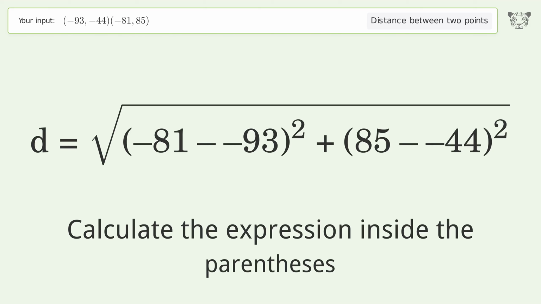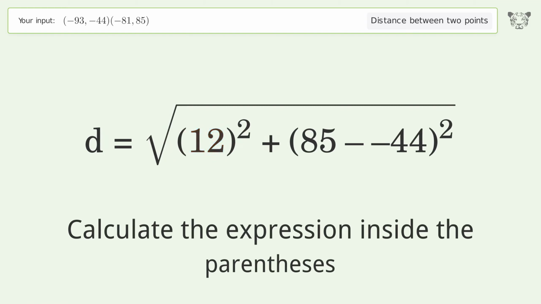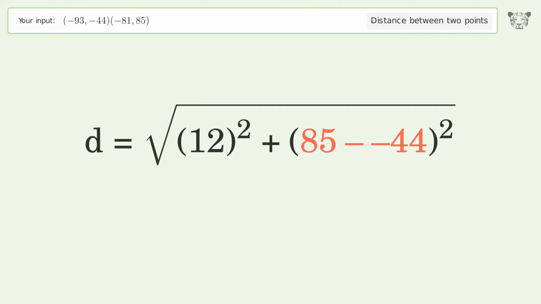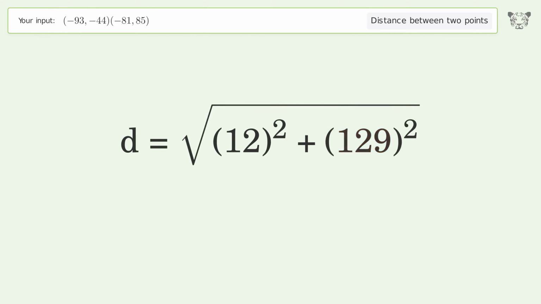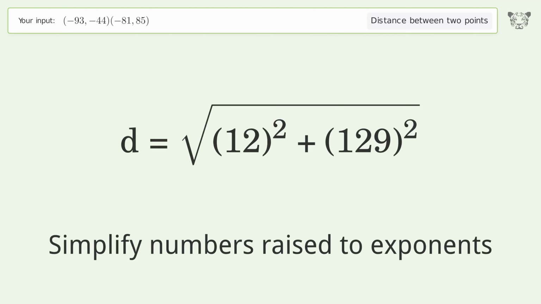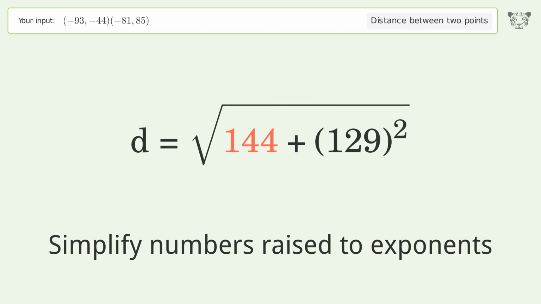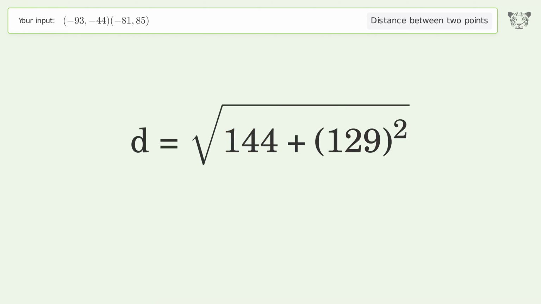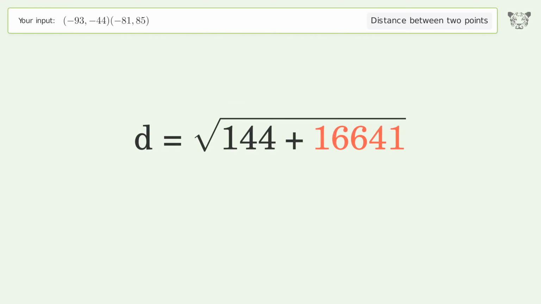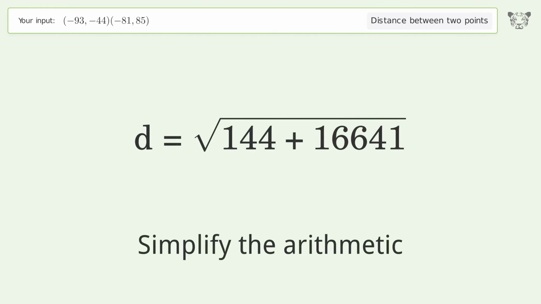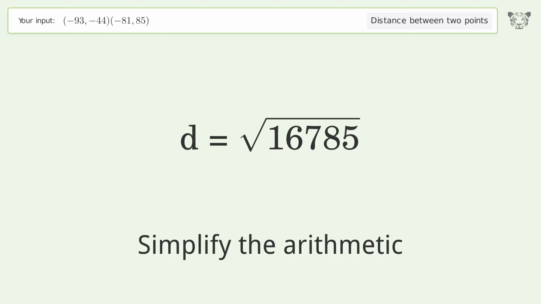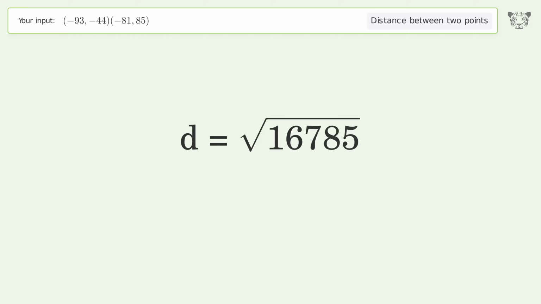Calculate the expression inside the parentheses. Simplify numbers raised to exponents. Simplify the arithmetic. And so the distance between the 2 points is the square root of 16,785, or 129.557.